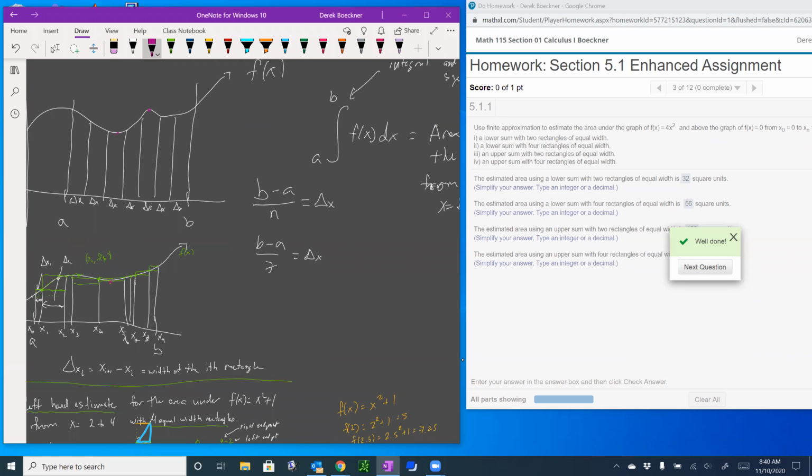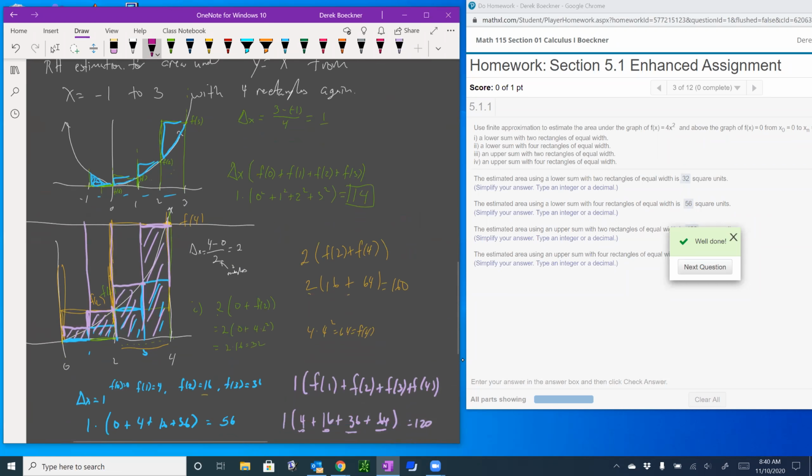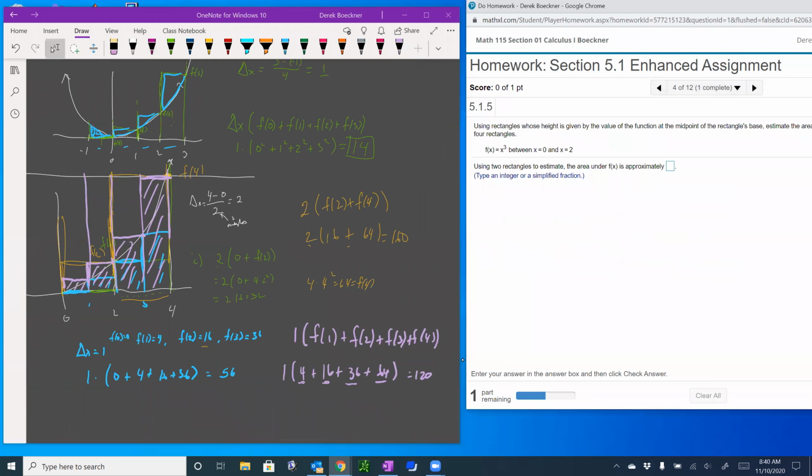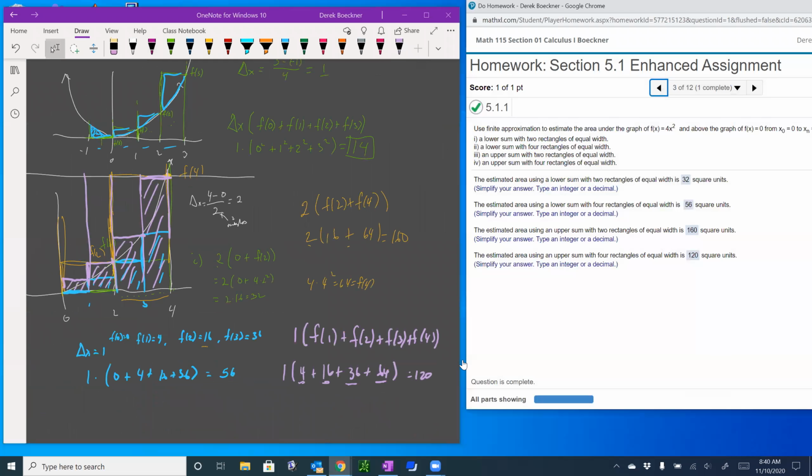Other questions on this? Oh, let me point one more thing out here. The lower estimate is going to be an underestimate, but as I add more rectangles, it's going to be less underestimating, right? Here it was 32, which was way too low. I added 2 more rectangles and I got up to 56, which is still low, but it's not as low as it was.